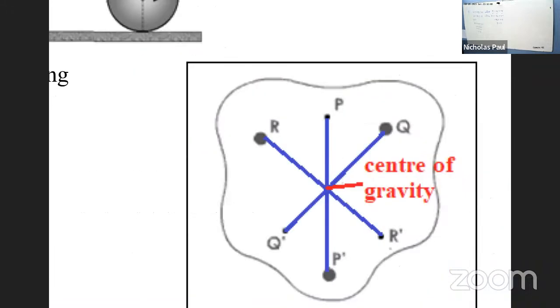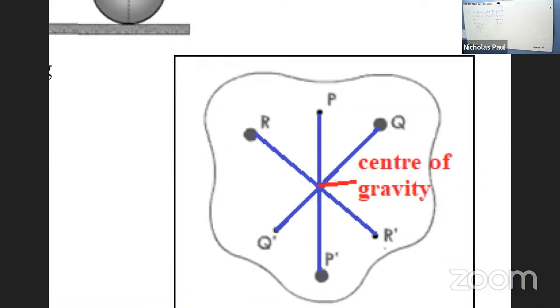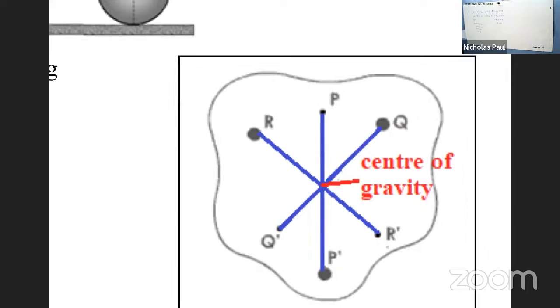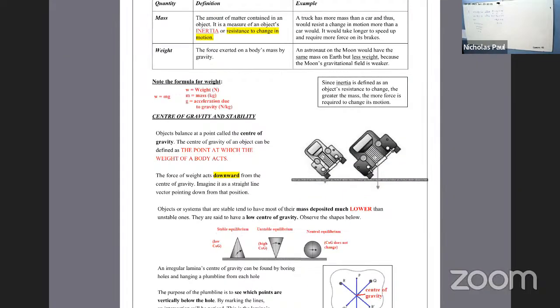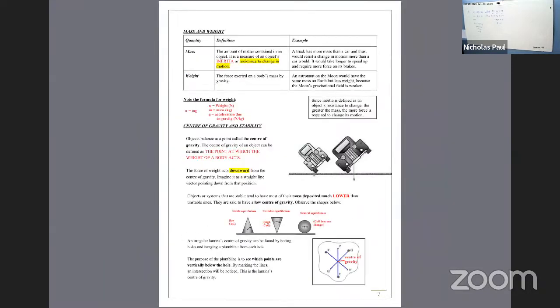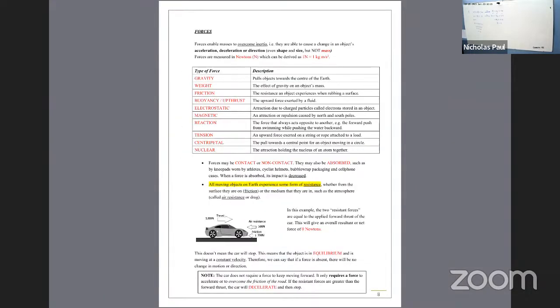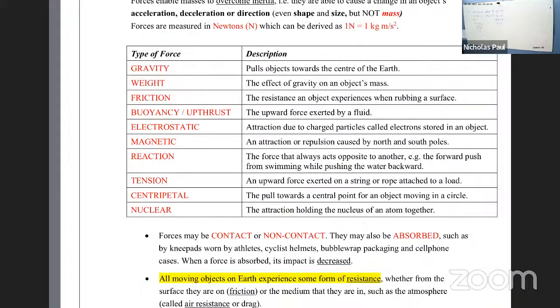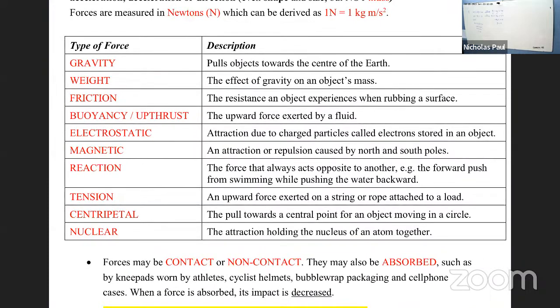We talked about this experiment last day. Remember that? To determine center of gravity. All right, so those are some of the things that we had to do. We talked about forces, all the different types of forces. Actually, let's just go through all the different types of forces.